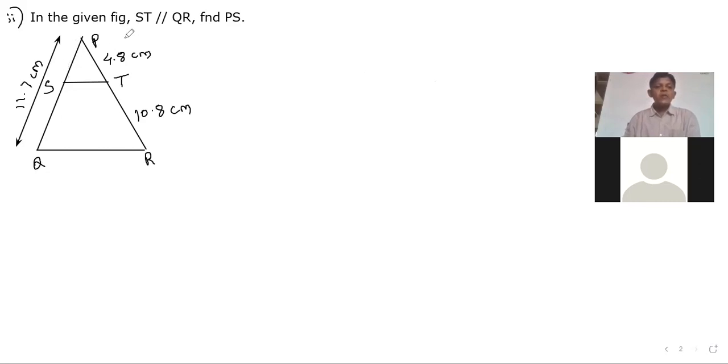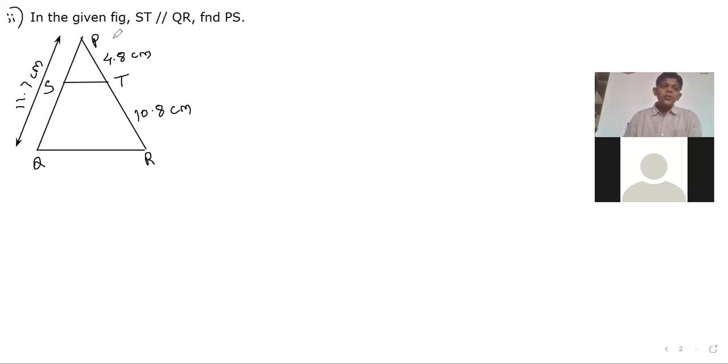So what do we have always? Part upon part is equal to part upon part. But here this part is also unknown, so two things are unknown. Rather, can I take part upon whole is equal to part upon whole, because this whole is known to me? Yes or no? Yes.